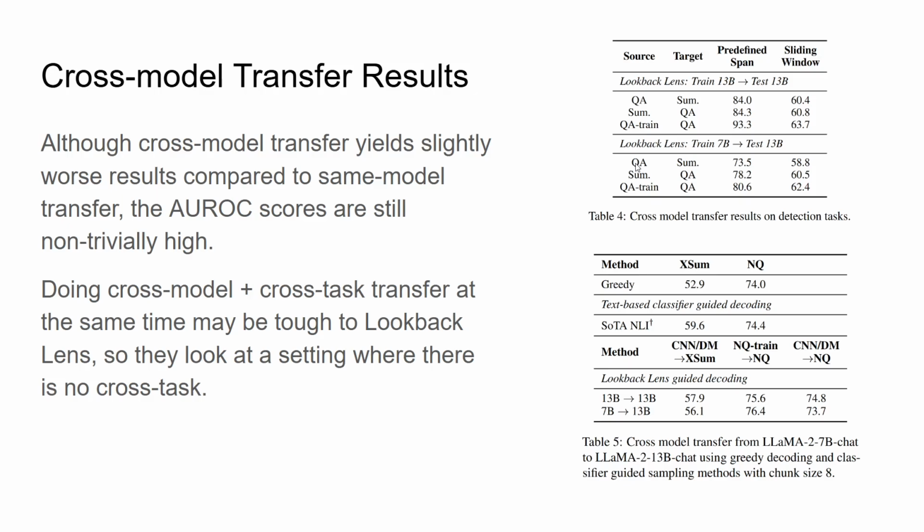So they do a cross-task thing as well, where they do a setup where there is no cross-task. So basically, you don't train on summarization and test on Q&A. So this is basically this setting, NQ train to NQ, and these are the results. So these are higher here, is what they're saying. And this is also not different tasks because both of these are summarization tasks. So these also are close by to their results for greedy and state-of-the-art NLI.